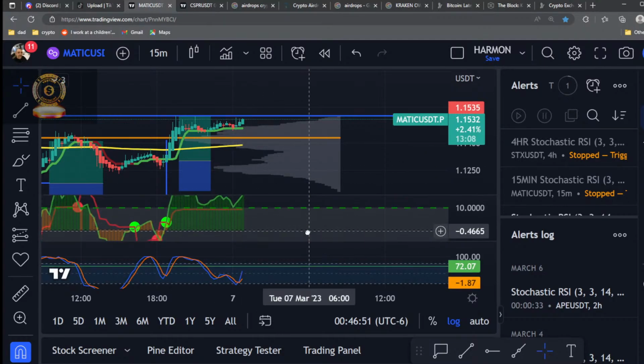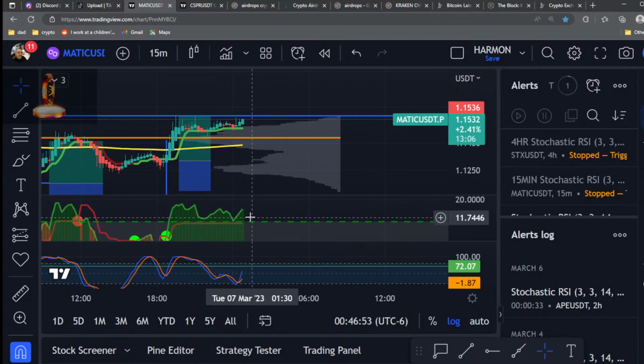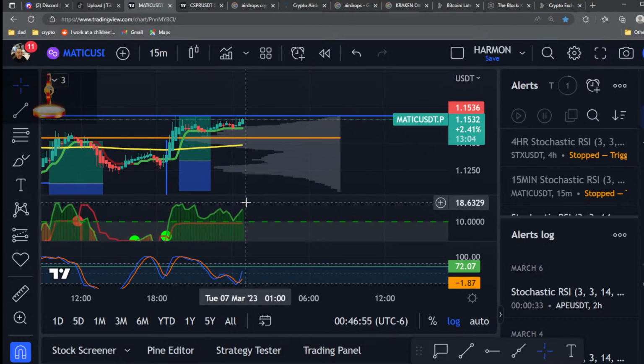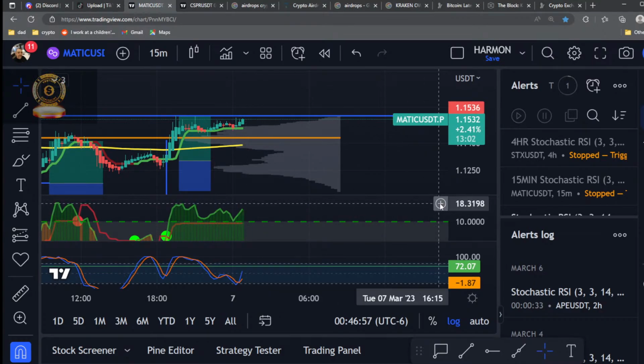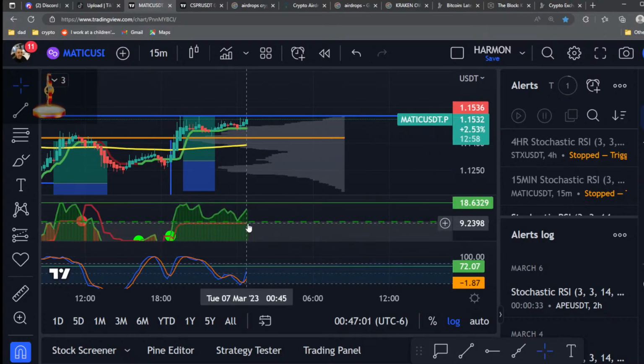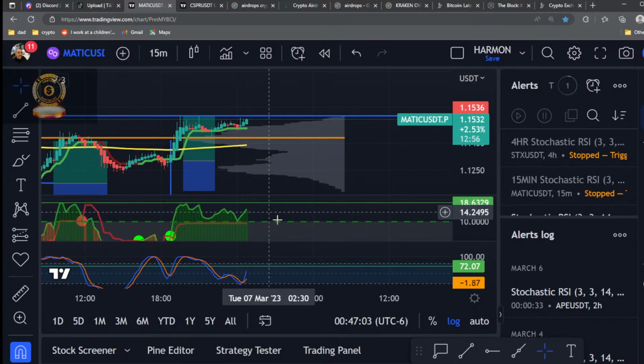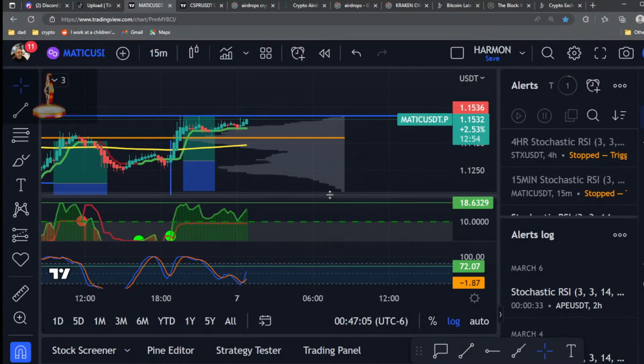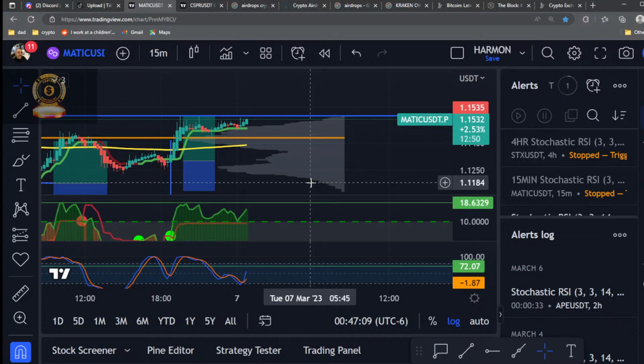Look at this. Here's our 15-minute RSI pushing up. This has until this line here. Notice there's a 20 line. I call it the 19 line, which is right here. That is probably where it's going to reject and then come down. So this looks like Matic is going to have a move up here. So let's take a look here. Let's get into Matic here.